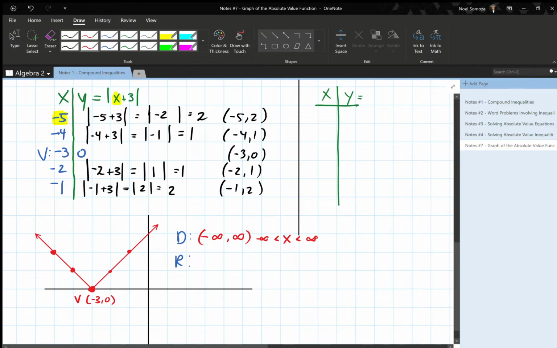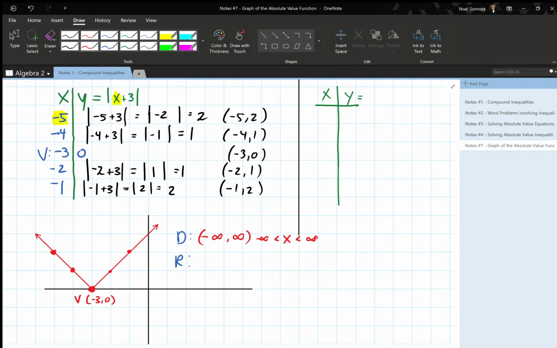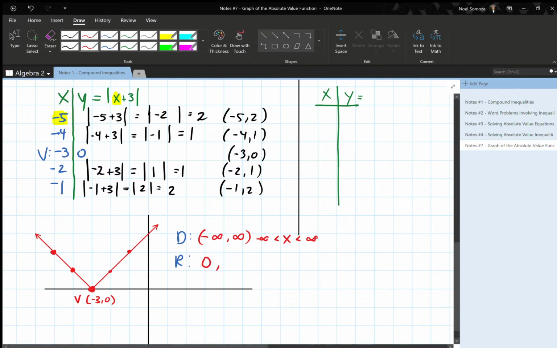All right, the range. How do we write the range? Bottom to top or top to bottom? Bottom to top. What is the lowest value that we have? Is it 0 or is it negative 3? It's 0, because I'm looking at the y value, the lowest in terms of the height. I don't care that it got shifted that way. Lowest is 0, and then it moves upwards. So then infinity.